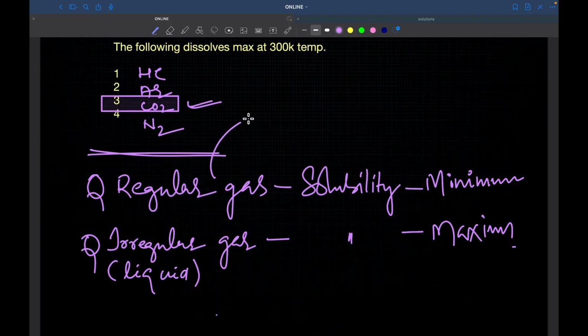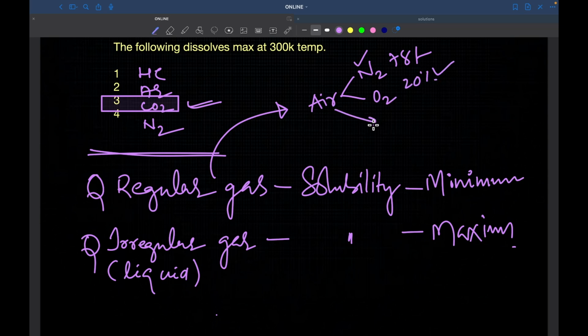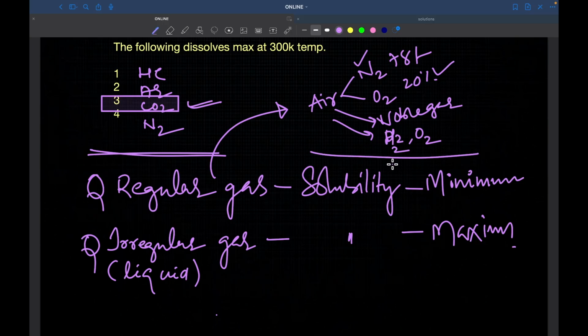To remember what regular gases are, think of the atmosphere. The gases present in the air in the atmosphere: nitrogen is present around 78%, it's a regular gas. Oxygen is present around 20%, it is a regular gas. All noble gases are regular gases. Hydrogen is a regular gas. Oxygen is a regular gas. Hydrogen, oxygen, these are the regular gases.